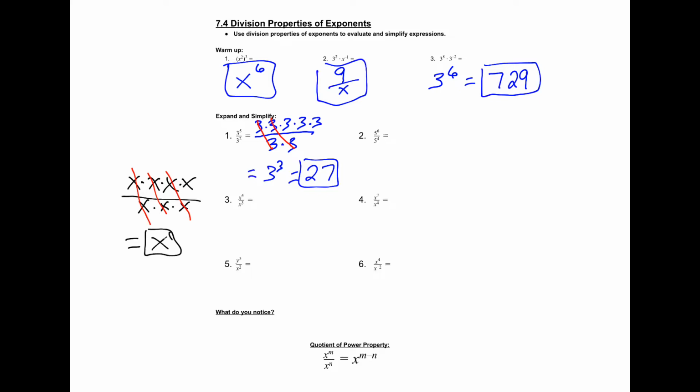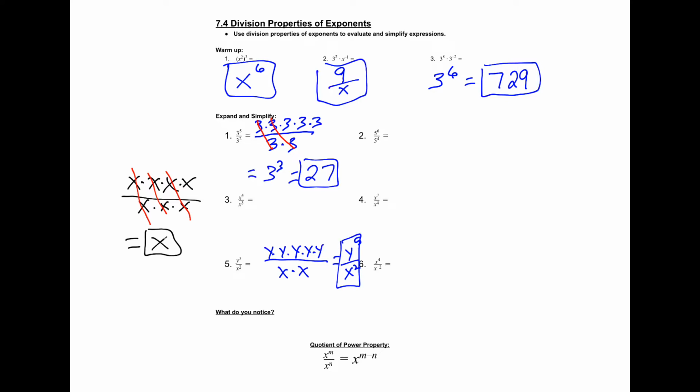Again, technically x to the 1, but we don't need that invisible 1 in our answer. So we'll just call it x. And last one, y times y times y times y times y, over x times x. All right, this time we have no y's or x's to cancel that are on the top and the bottom. So my final answer is just y to the 5th, x squared on the bottom. Nothing we can do there.